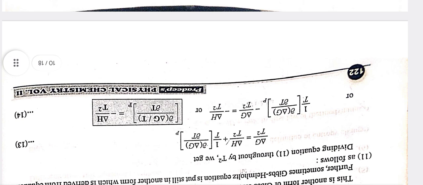Dividing equation 11 throughout by T square, we get del G by T square equal to del H by T square plus 1 by T del into delta G by del T. Del into del G by T by del T is equal to minus del H by T square. It may be noted that in all forms of the Gibbs equation, quantities like del G and del H, which are state functions, do not depend upon the path followed. Hence, the Gibbs-Helmholtz equation is a general equation applicable to reversible as well as irreversible processes.